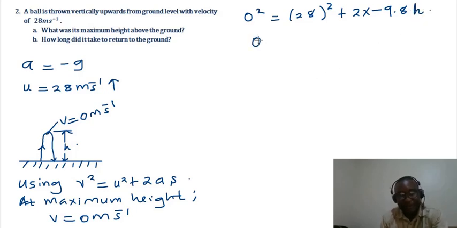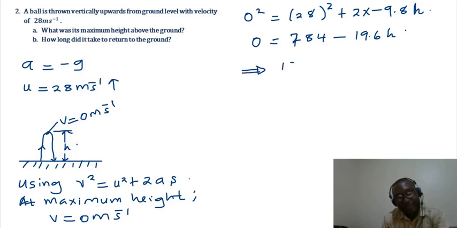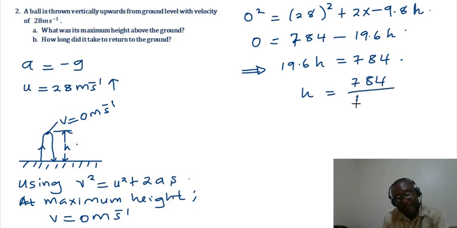So 0 equals 784 minus 19.6h. This implies that 19.6h is equal to 784, and h alone is equal to 784 divided by 19.6. So h is equal to 40 meters.